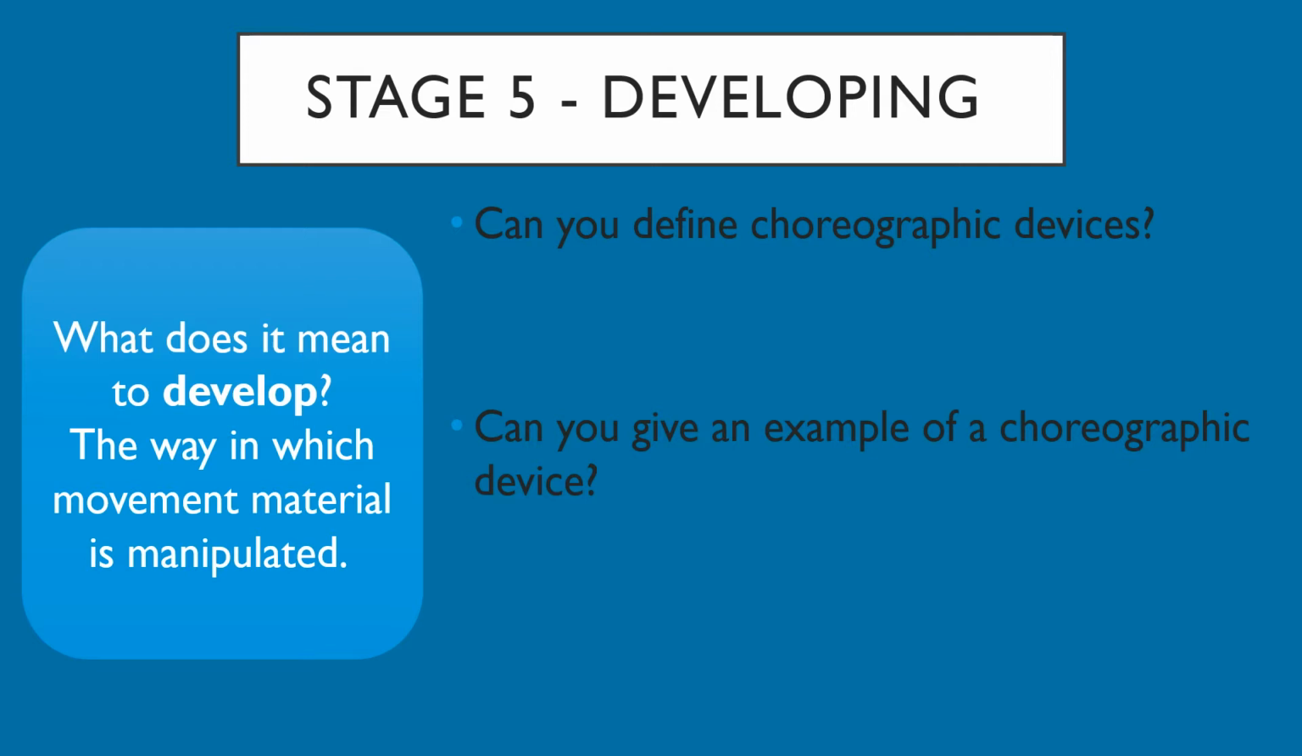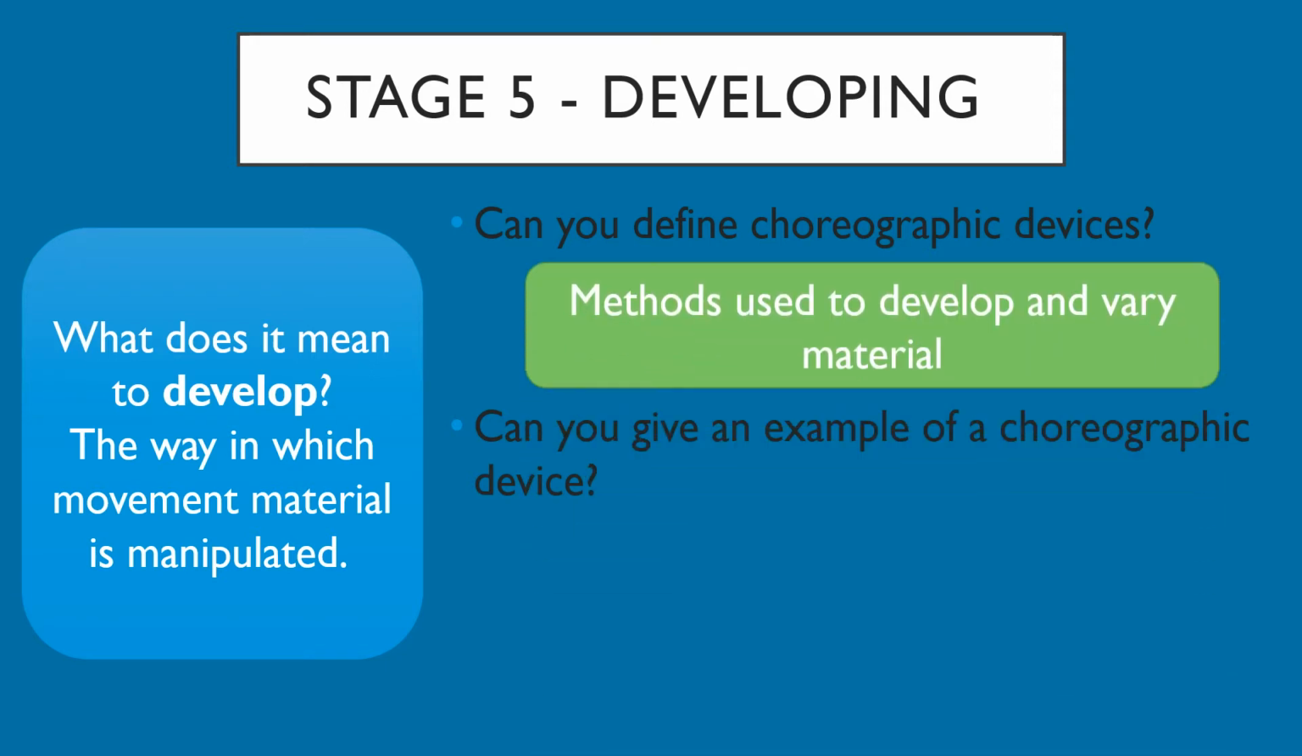So what does it mean to develop? Developing is the way in which movement material is manipulated. By manipulated, we could change it, we could vary it. So it's getting a motif and changing that motif or movement material. So what is a choreographic device? A choreographic device is methods used to develop and vary material. So they are specific methods that you're going to use in order to change and develop movement material.